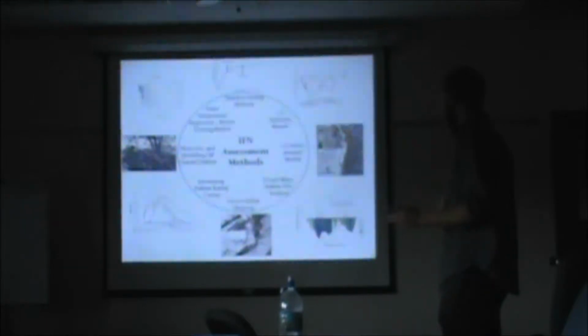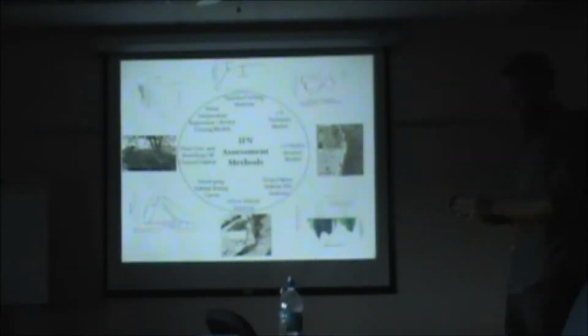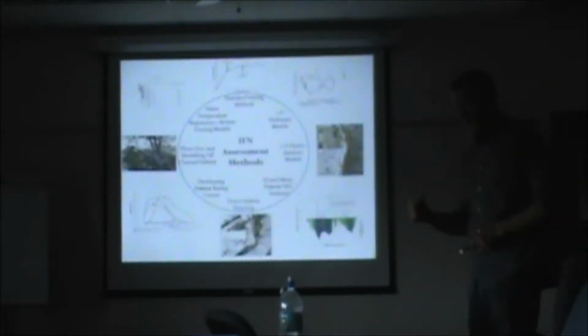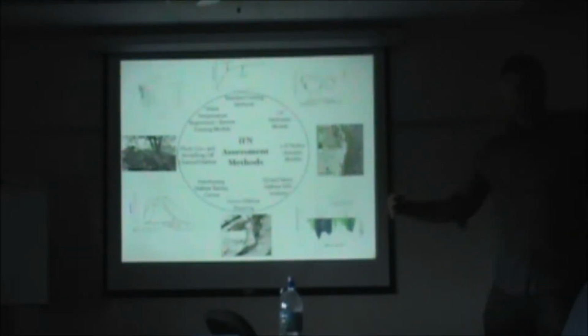We have mesohabitat analysis that just looks at areas of the river that provide conditions for fish to be successful. We did direct habitat mapping, where we were actually out in the channel, mapping areas of space, mapping polygons that provide good conditions for fish.